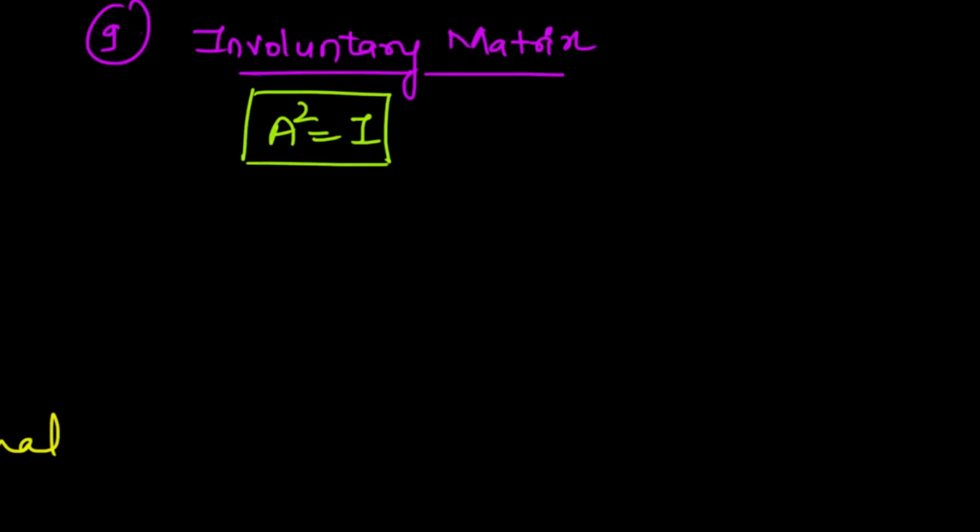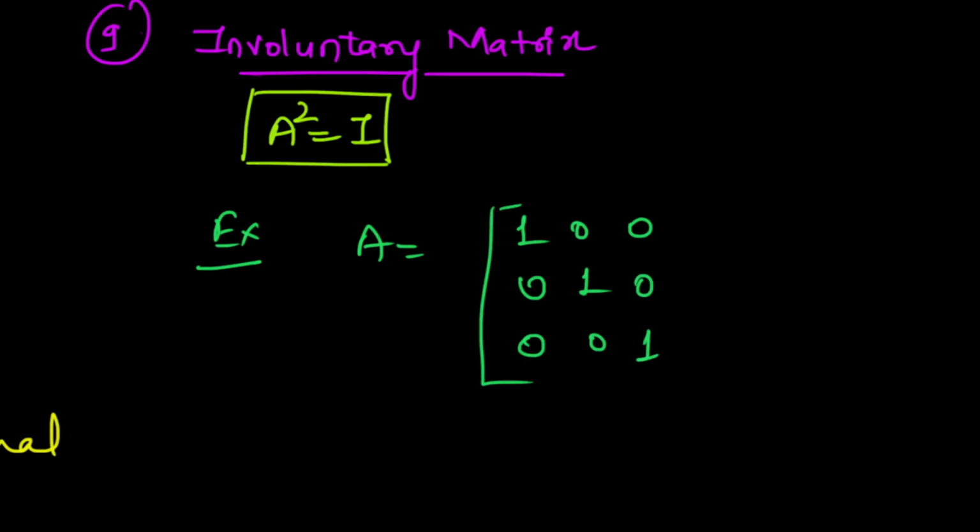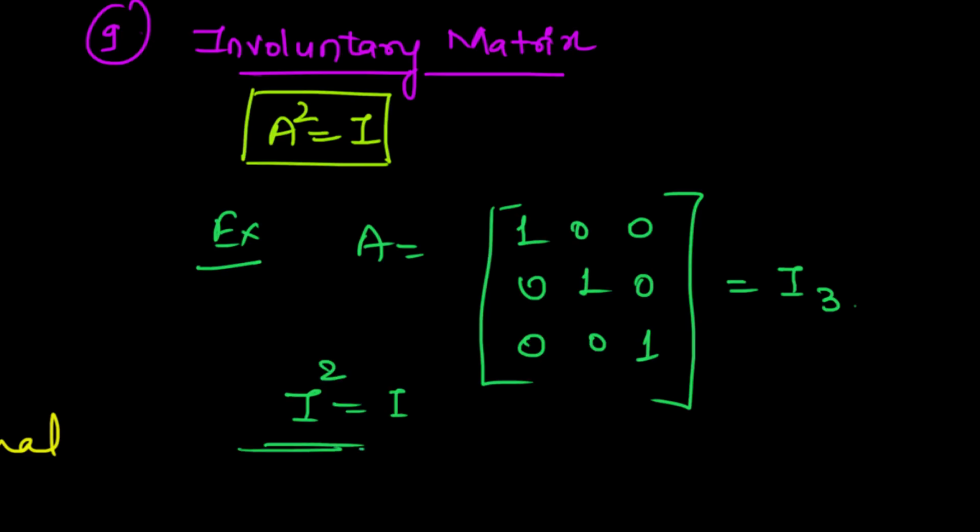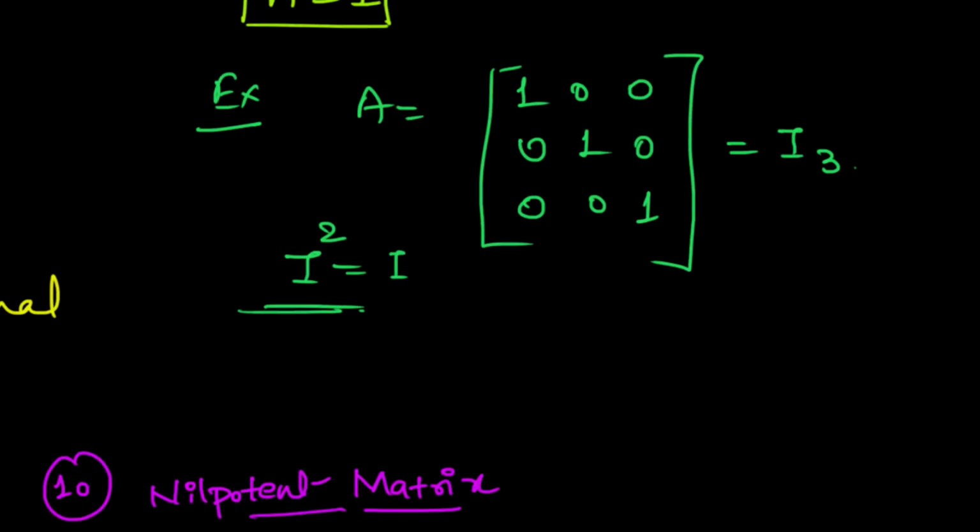Next we have involutory matrix. Whenever A square is equal to I, we say A is an involutory matrix. Again, we'll see one more example. Suppose A is 1, 0, 0, 0, 1, 0, 0, 0, 1. Whenever this is the case, this is equal to the identity matrix of order 3. So we know that if we raise I to the power of 2, we will get I itself. So here we can say that A is an involutory matrix. So whenever A square is equal to I, we say that A is an involutory matrix.